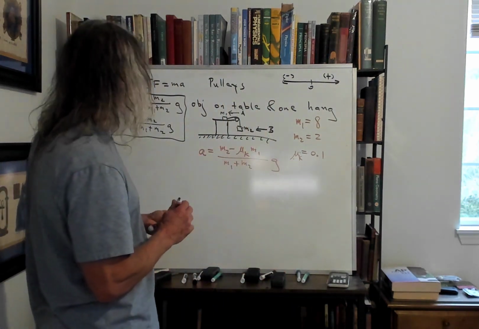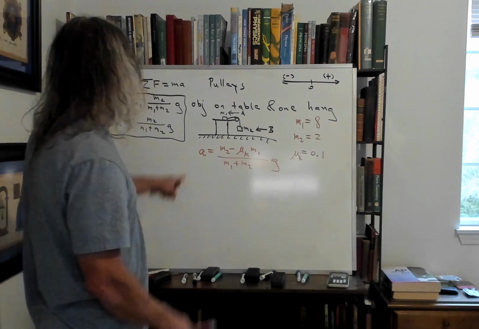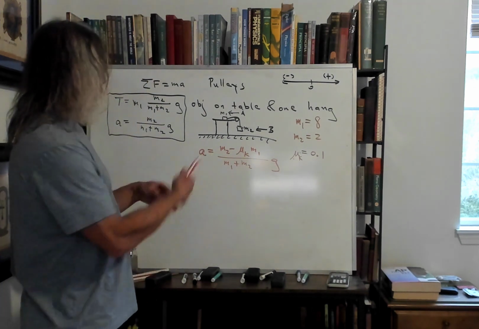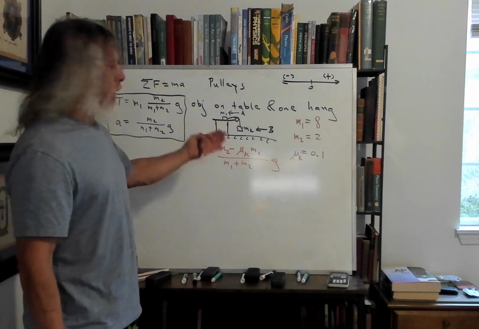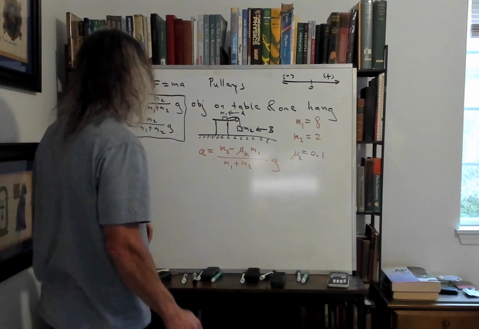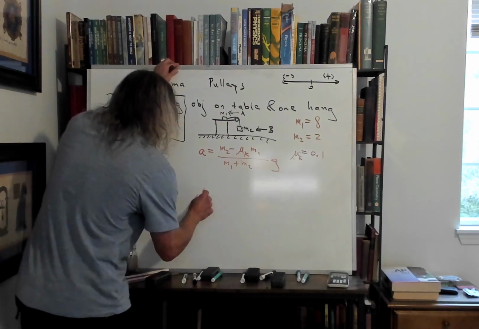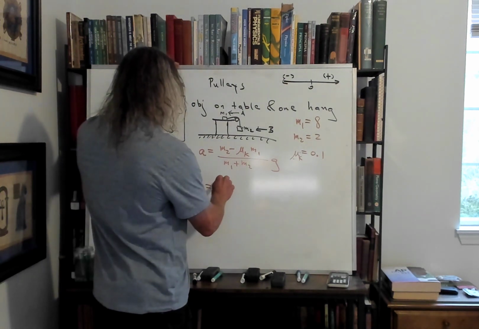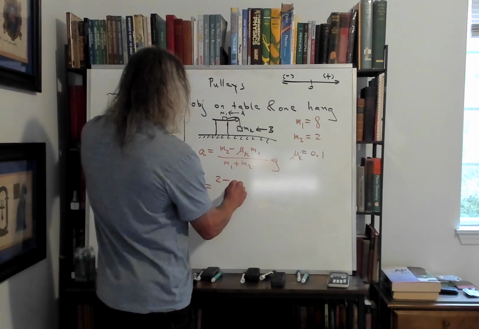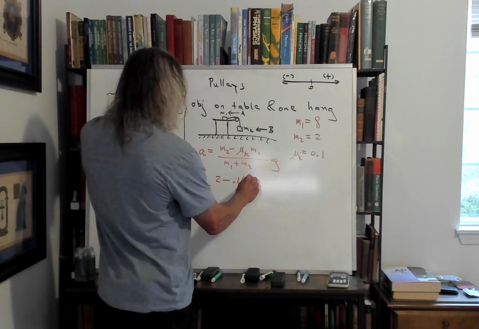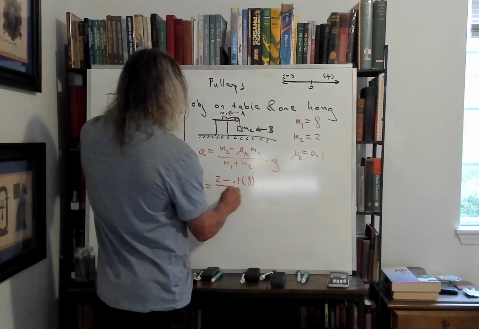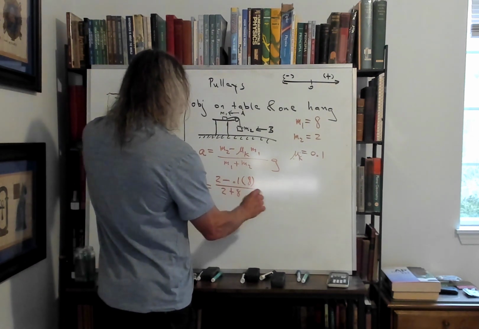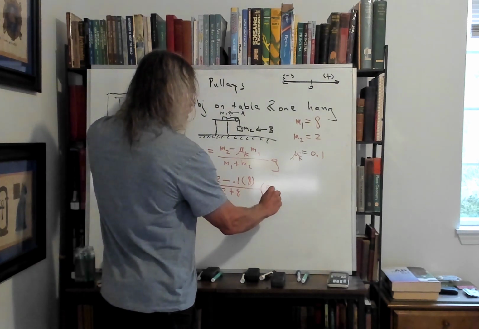So we got, with our new formula, then of course we change tension. Just go back and plug this into an acceleration in one of the things and get a tension formula. But acceleration will be 2 minus 0.1 times 8 over 2 plus 8 times 9.8.